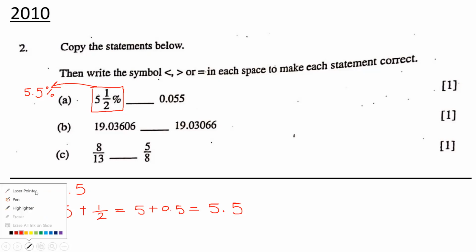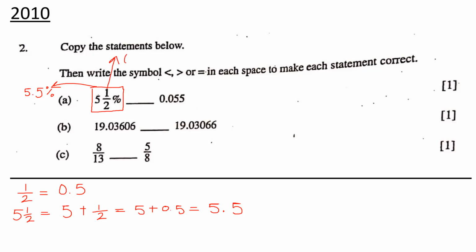So remember, from what we got on the calculator, this quantity is actually equal to 0.055. And so that means that these two quantities are actually equal to each other. And so they are equal. Let's go on to the next question.